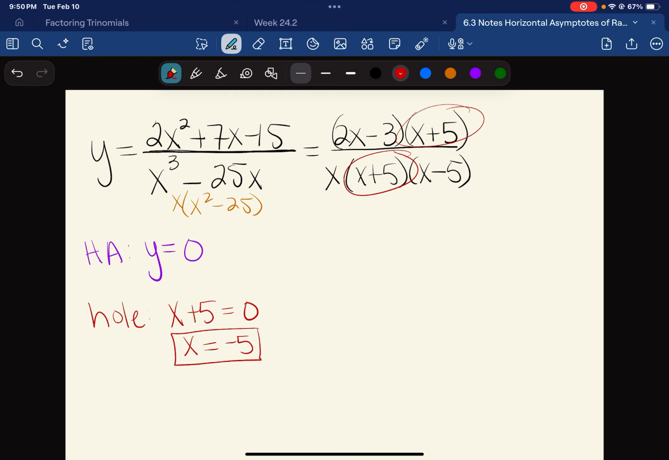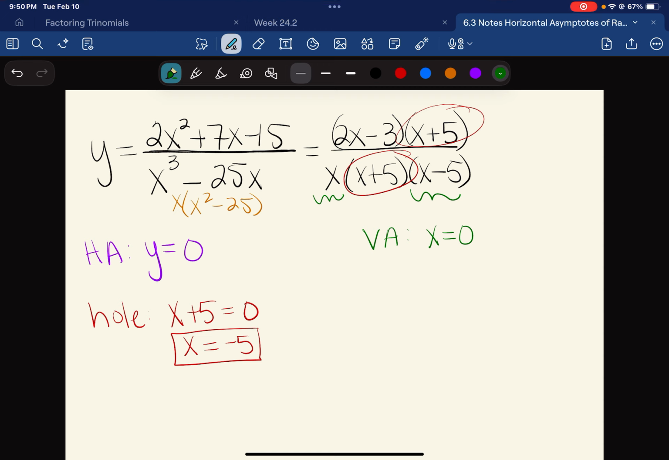Now, where are we going to have a vertical asymptote? Well, that occurs when you set any remaining factor in your denominator, and only in your denominator, equal to 0. So I have a factor here and I have a factor here. So I set my first factor, x, equal to 0 and solve, but that's already solved. So I have a vertical asymptote there.